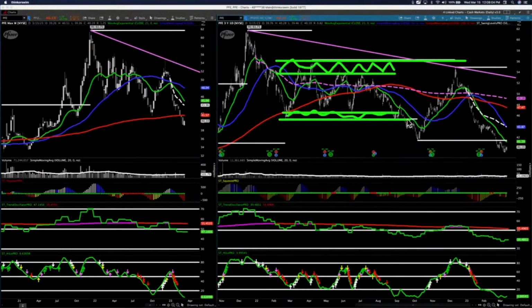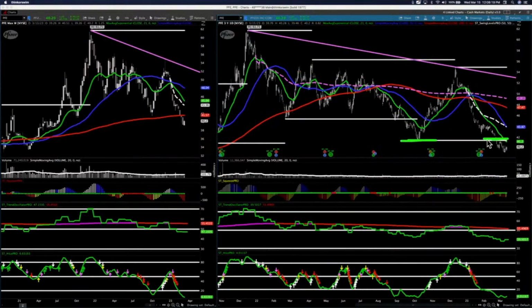And isn't it funny how when it breaks support here, it goes right back to the top of resistance. And the new support level becomes a new support level. So I believe that might be good enough.